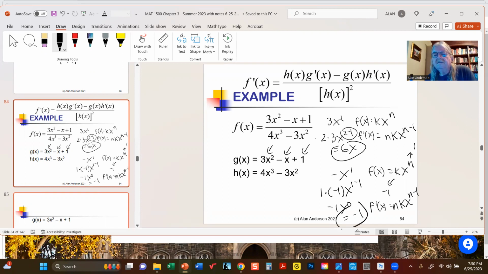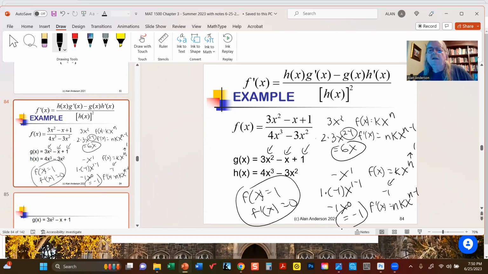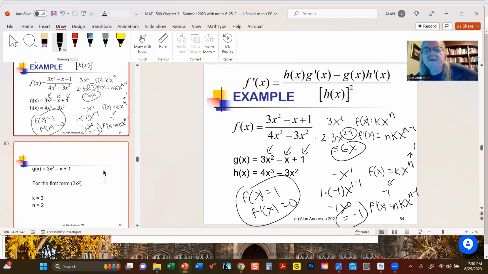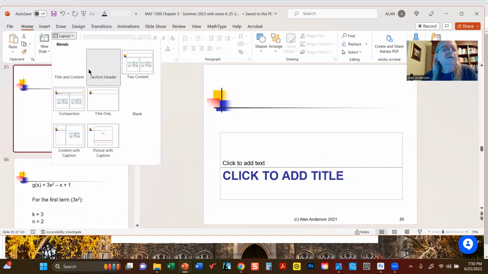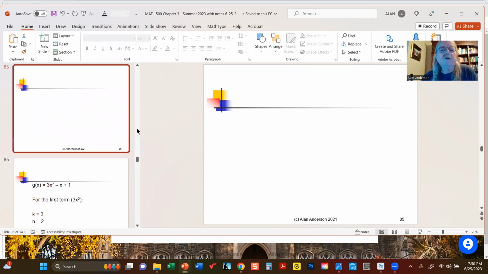-1. And then, of course, the derivative, if f of x is 1, based on the constant rule, this is just 0. So what that means is we now know that g prime of x is the sum of those 3 terms that we just created.